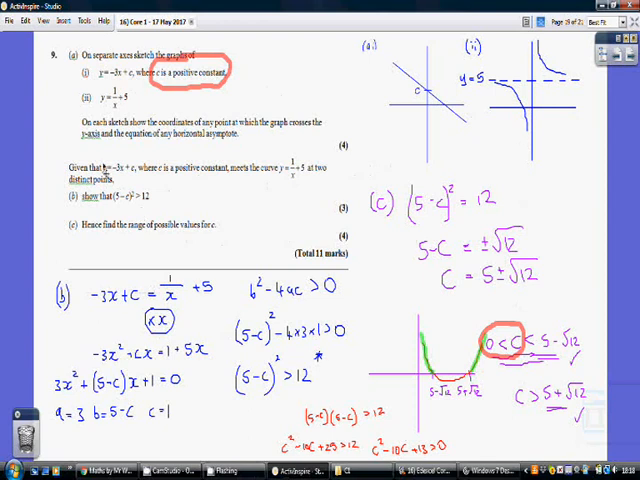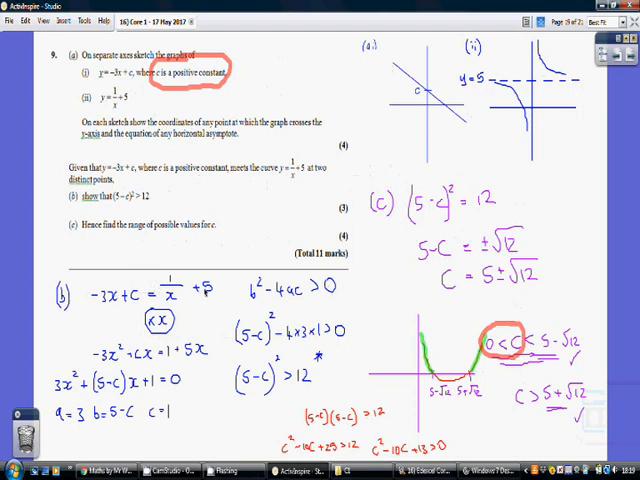Okay, so for part B, given that the straight line meets the curve at 2 distinct points, we've got to show something. Now, the second the question starts talking about the number of times 2 curves cross, then we're talking about the discriminant, b squared minus 4ac. So while we've got 2 solutions, b squared minus 4ac is going to be greater than 0. Remember, if we had one repeated solution, it would equal 0, and no solutions, it would be less than 0. So we know b squared minus 4ac has got to be greater than 0.